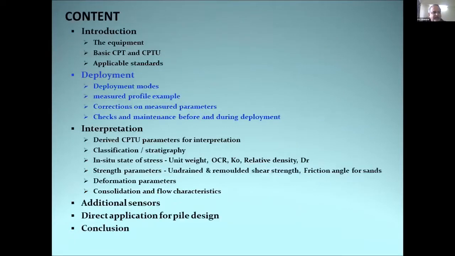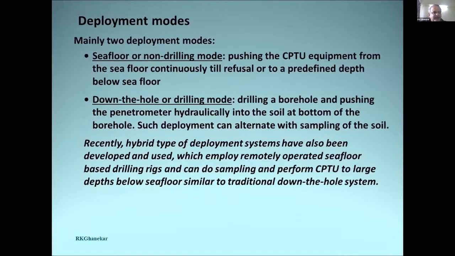Coming to the deployment, there are basically two deployment modes offshore. One is the seafloor or non-drilling mode, which involves pushing the CPTU equipment from the seafloor continuously till refusal or to a predetermined depth below seafloor. The second mode of deployment is down-the-hole or drilling mode, which involves drilling a borehole and pushing the cone penetrometers hydraulically into the soil at the bottom of the borehole. Such deployment can also alternate with sampling of the soil.